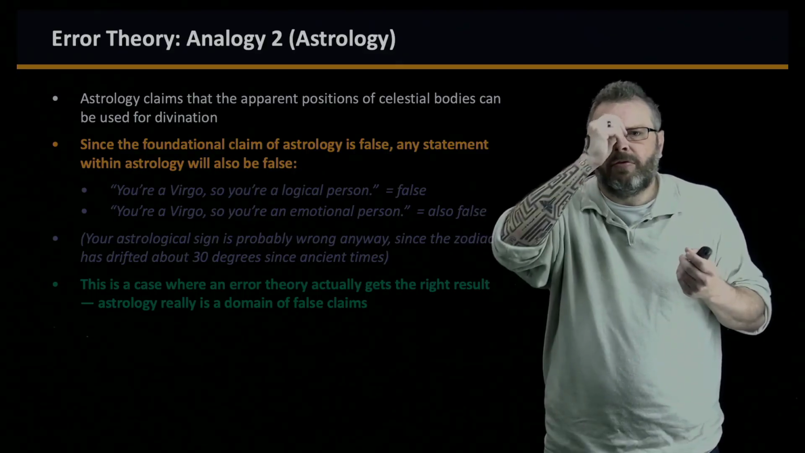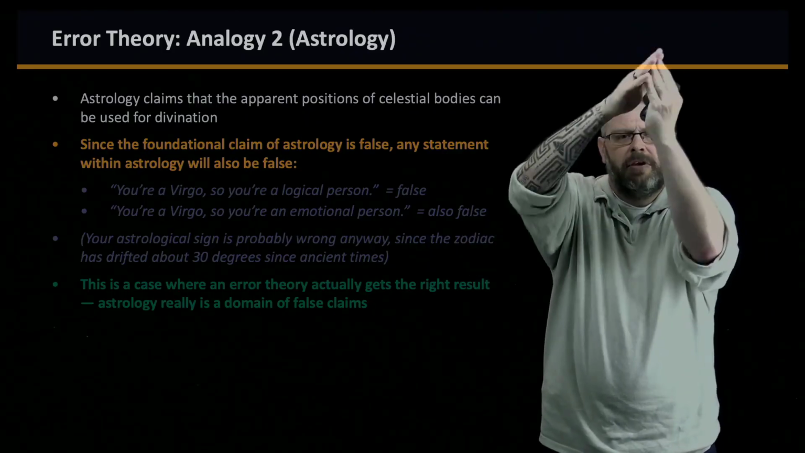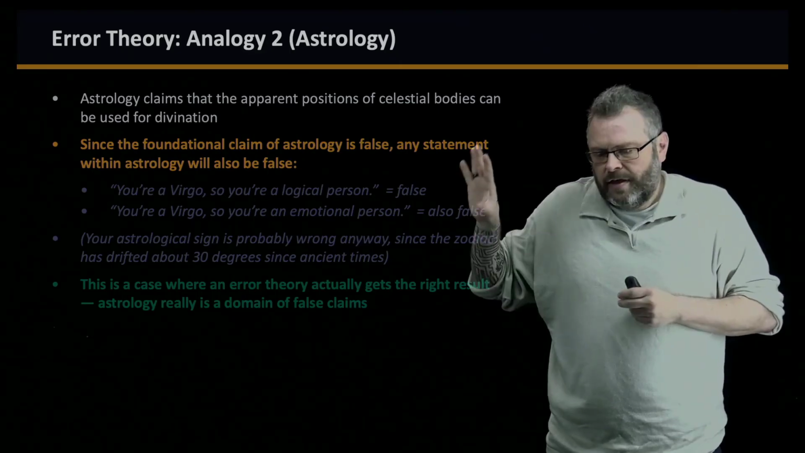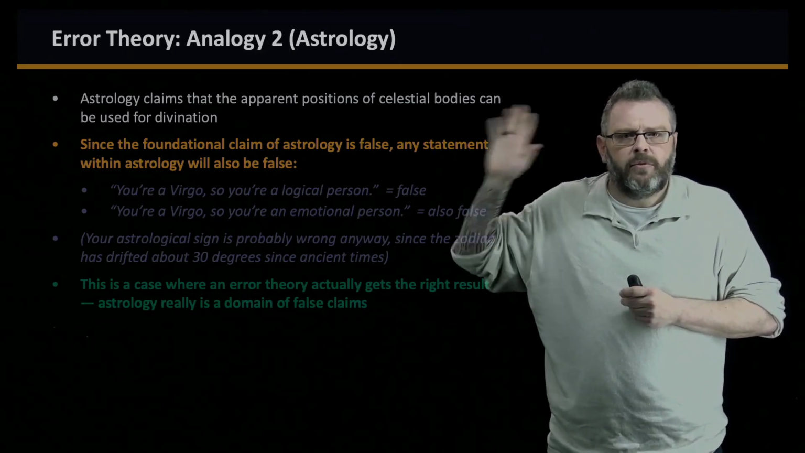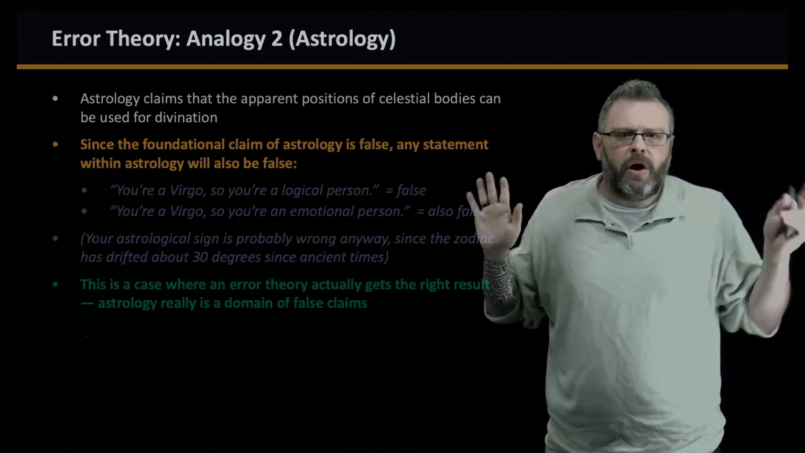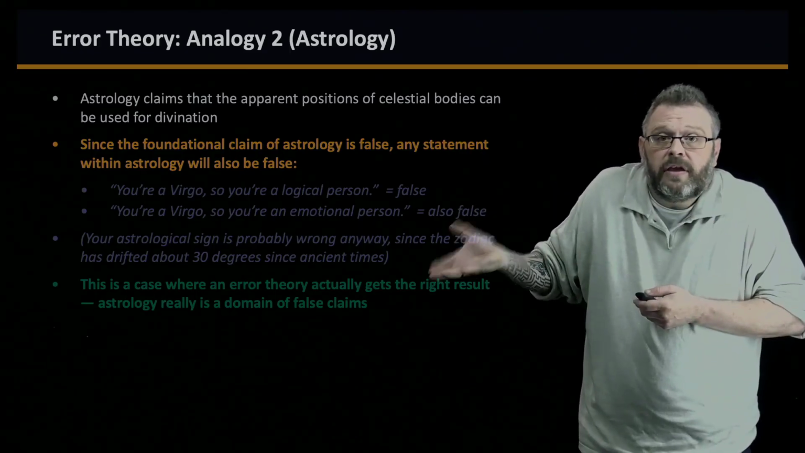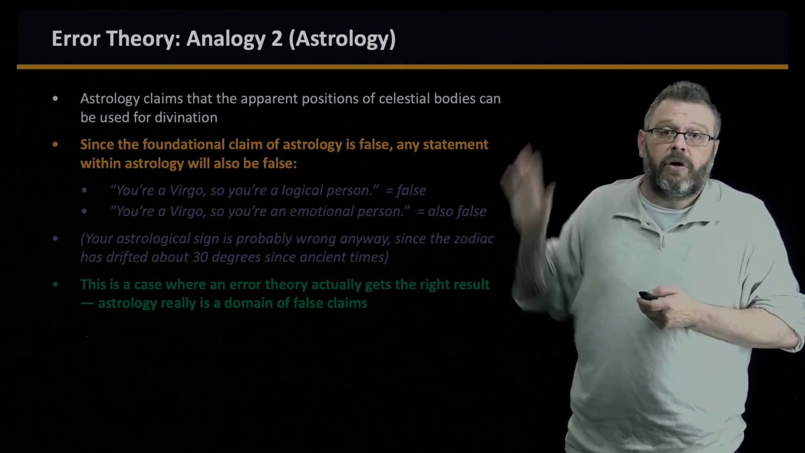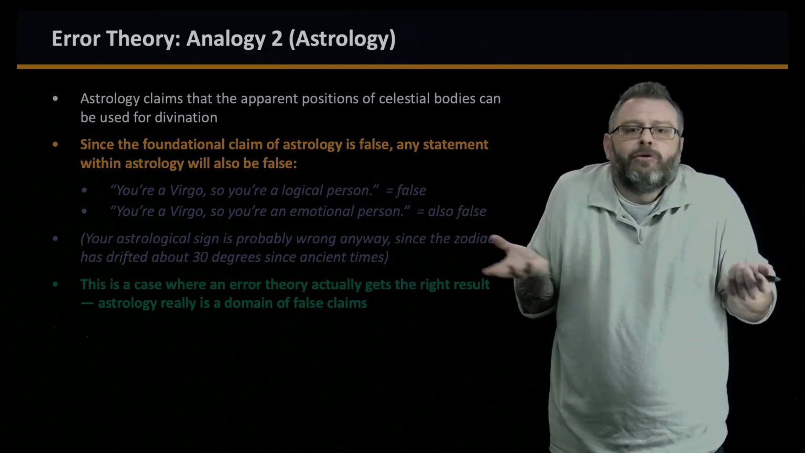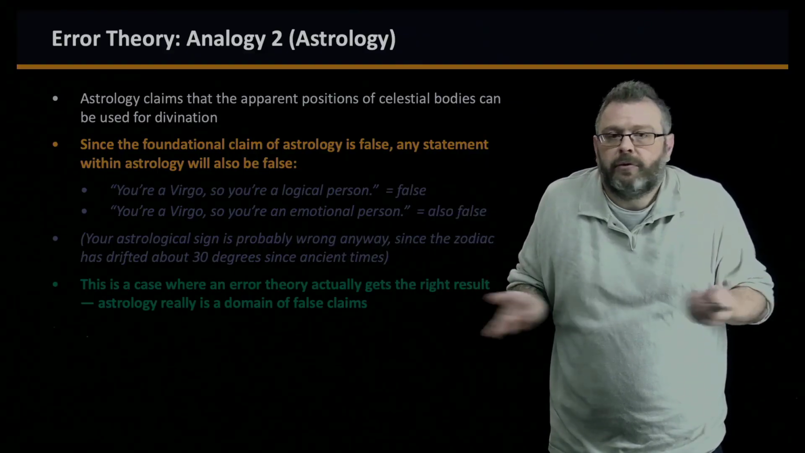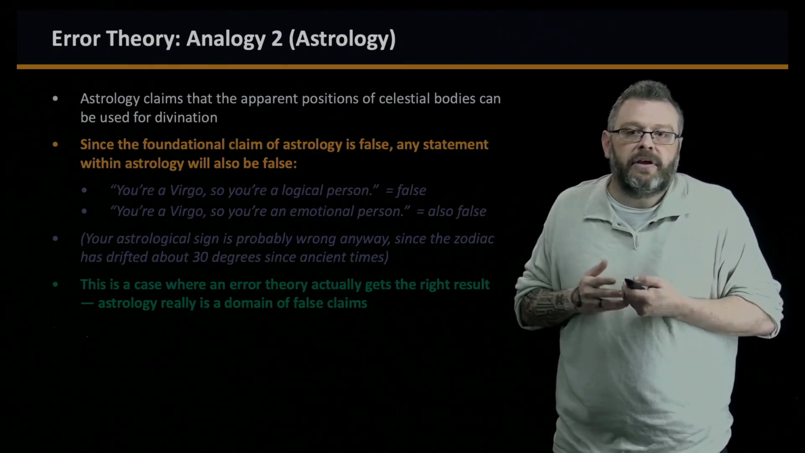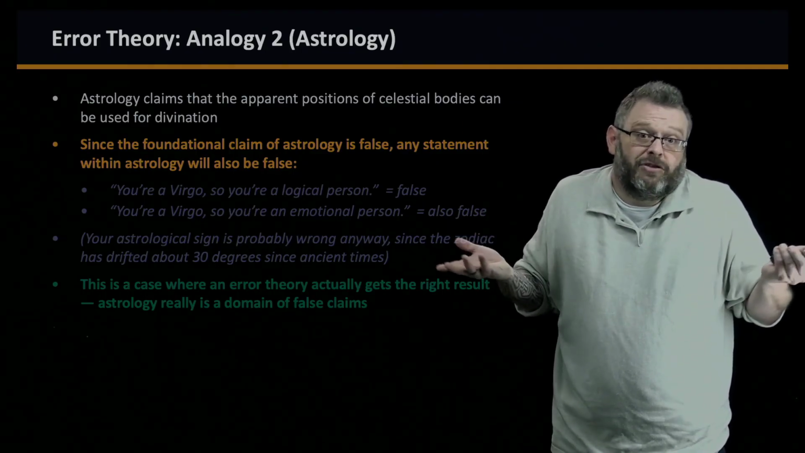You can actually look up, because the Earth wobbles, it precesses on its axis, and so the astrological signs that were there, you don't have that sign anymore or something. It's wild stuff. But I do think error theory just kind of gets astrology right. Whether you're a Virgo or a Capricorn or whatever, those aren't properties that you can have. Those aren't meaningful things. And so any statement that an astrologer makes is just kind of going to be false.